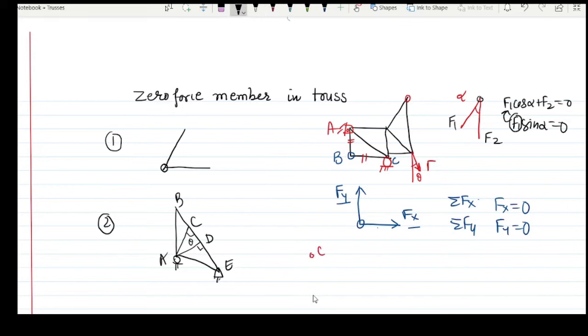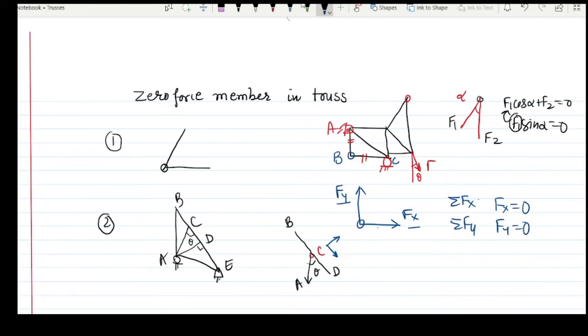So there will be three members: one is CB, another member collinear to this is CD, and the third member is in this direction, let this be CA, and this angle is theta. So if you are going to balance the forces in two perpendicular axes, instead of making the force balance along the x and y direction, I am going to consider my reference axes. One is along this line, another is perpendicular to this line.